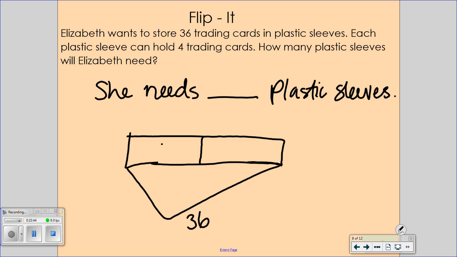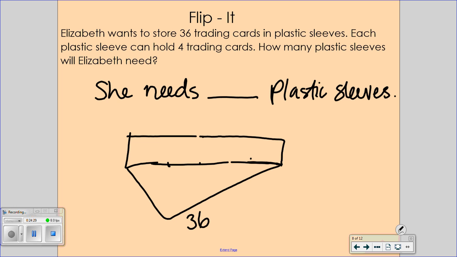Okay, well let's try 2 sleeves. 4 over here, 4 over here. Does 4 and 4 give me 36? No. Well, let's try 3 sleeves. That's 12. Okay. Could I write an equation to solve this? Yes. What would it be? I know my whole, and I know how many are going to go in each group. I just don't know my groups yet.